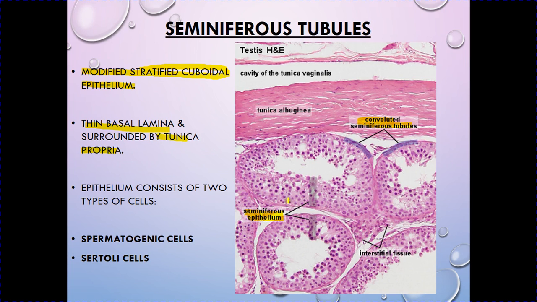In this figure you can see the stratified epithelium resting on a basement membrane, and you can see the layer of connective tissue. Now the epithelium of the seminiferous tubule consists of two types of cells, the spermatogenic cells and the Sertoli cells.